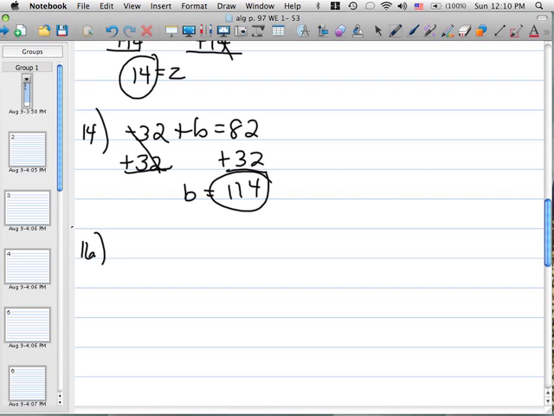Problem number 16, x minus 8 equals 25. Solving for x, the opposite of minus 8 is to add 8 to both sides. So x equals 33.